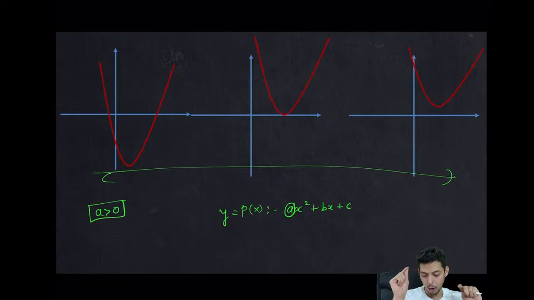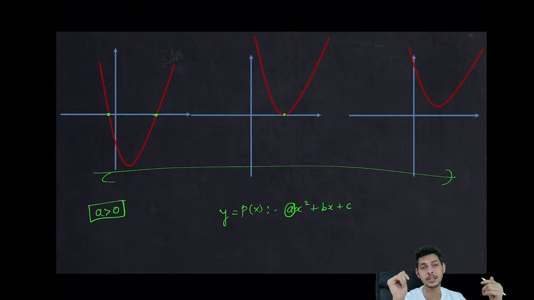Now you see that there are three distinctions over here. There is one where we see that our parabola is intersecting the x-axis at 2 points. There is one where we see that our parabola is just touching the x-axis and going. There is one where we see that there is no contact between the x-axis and the parabola, no contact at all.